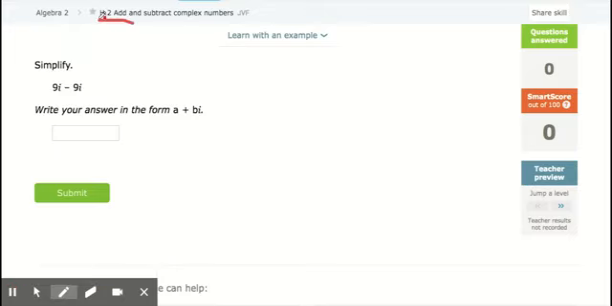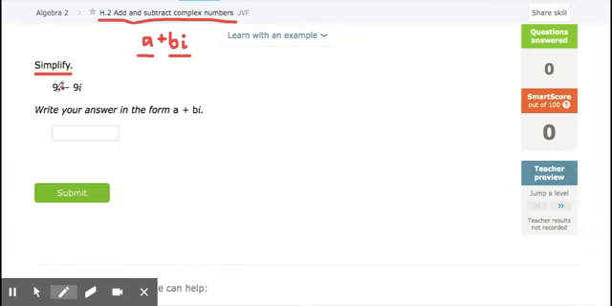Hello, this topic will be on H.2, add and subtract complex numbers. So remember, complex numbers are anything written in the form of a plus b times i, where i is an imaginary number and a is a constant or a real number. All right, so we're going to go ahead and simplify all of these, and they'll get harder as we go through it.